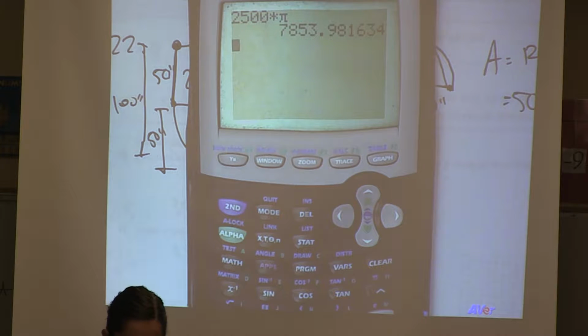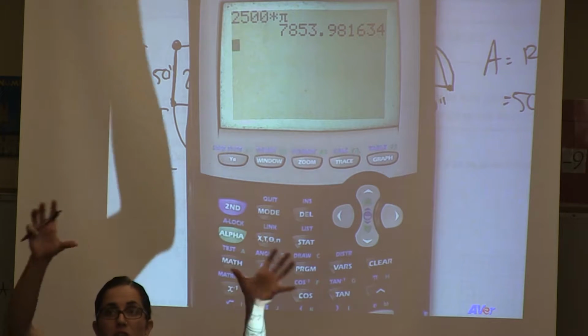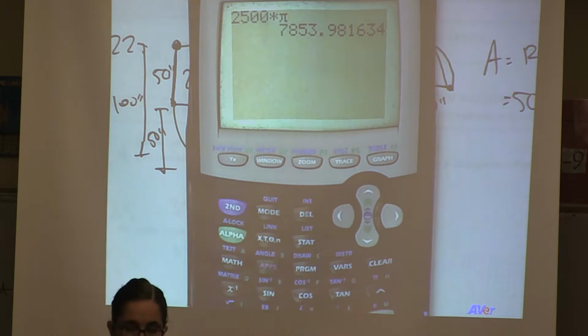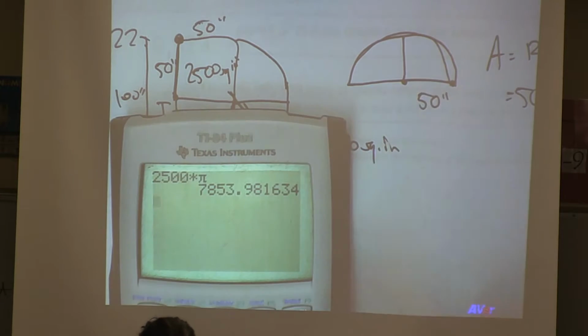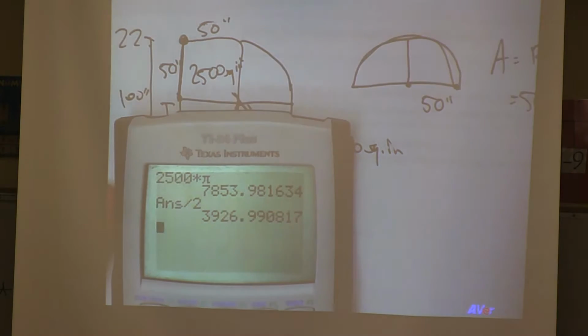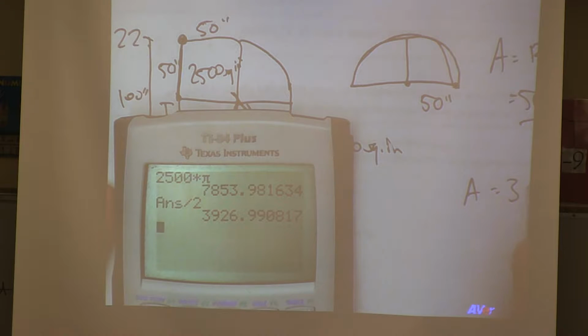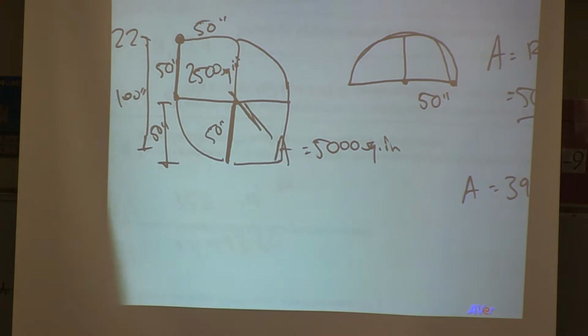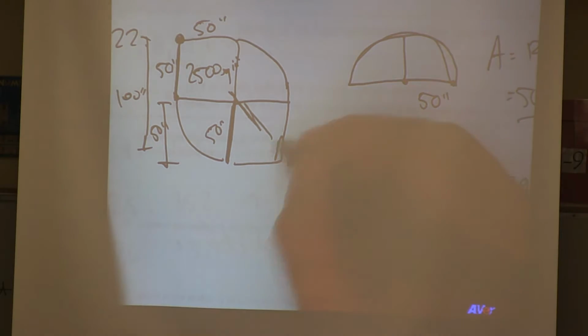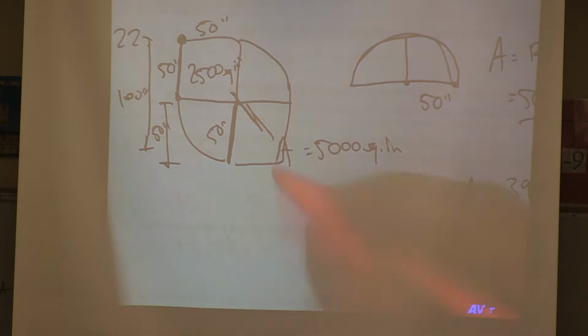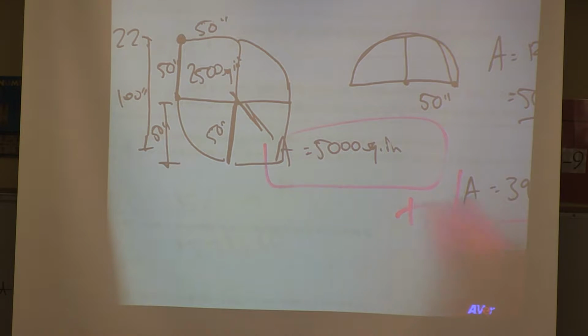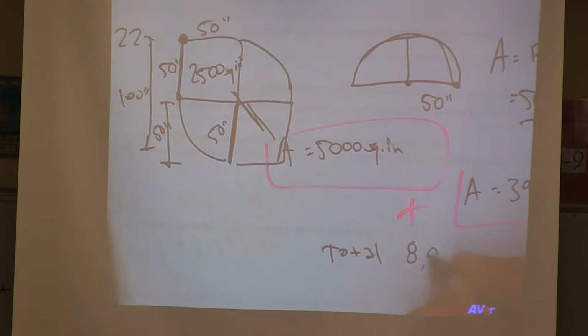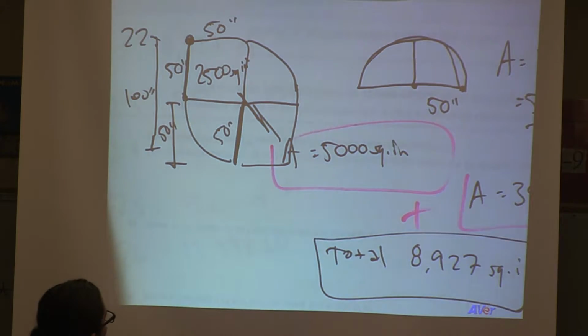So that's the area of the entire circle, but we only want half, so I'll divide by 2, and I'll get that the area of those semicircles is 3,926.99. So I have this, and this, and when I add them together, I get my total of 8,927 square inches. Okay. All right, that's 22.